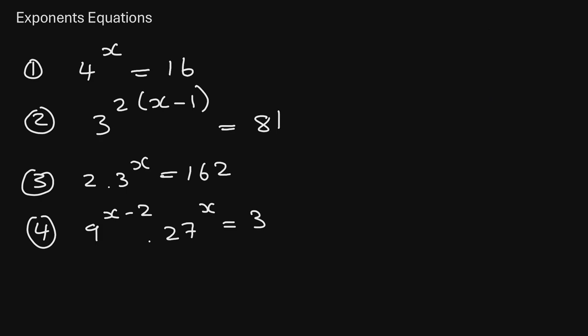2 multiplied by 3 to the power of x is equal to 162. Okay, so remember, we just want to make a number that has only one base on one side of the equation. So on this side, we need to cancel this 2. How can we cancel the 2? We can cancel the 2 by dividing, because we have multiplication. So we divide both sides by 2.